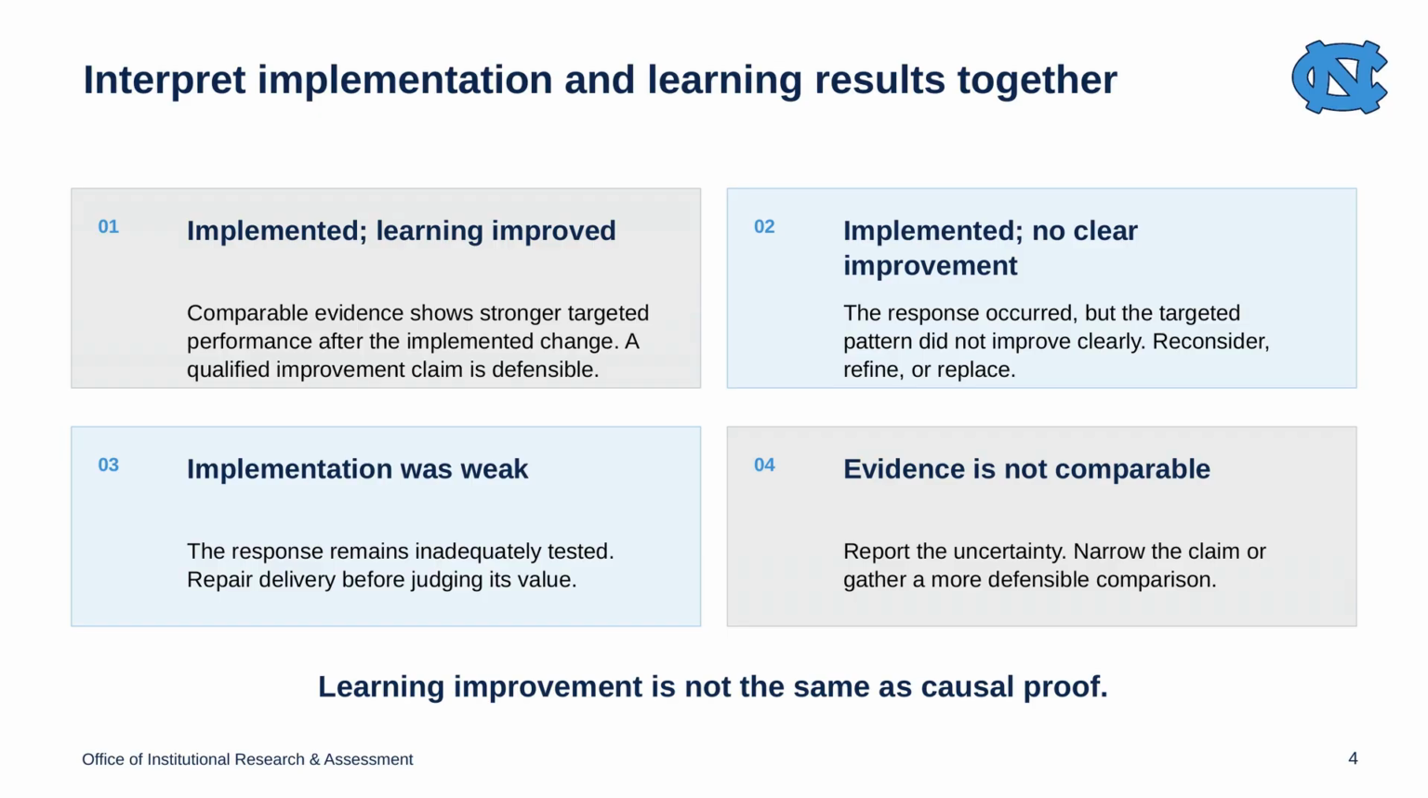If implementation was adequate, but the targeted pattern did not improve clearly, reconsider the working explanation, the response, or the evidence used. If implementation was weak or unknown, the response remains inadequately tested. Weak learning results do not show that an intervention students barely received was ineffective. Stronger results also cannot be credited confidently to a response delivered inconsistently. Results may be mixed across criteria, sections, or student groups. Do not average away variation that changes the decision. State what remains uncertain. The screen is a workshop reasoning aid, not a validated scoring rubric.